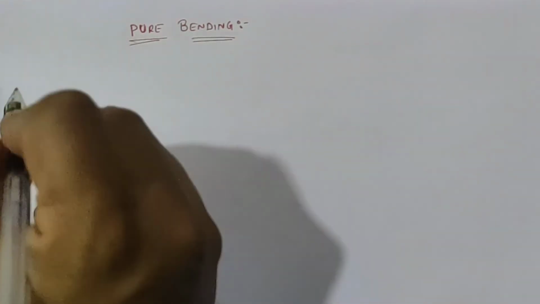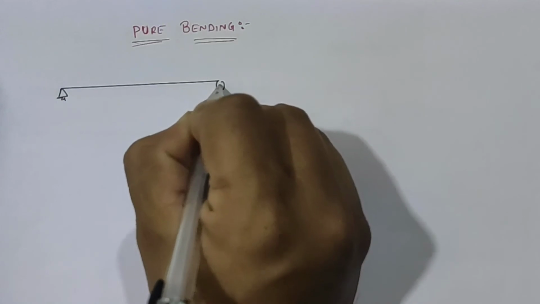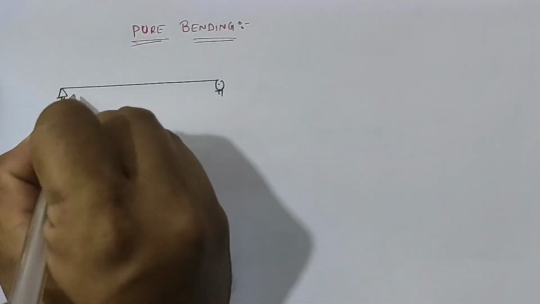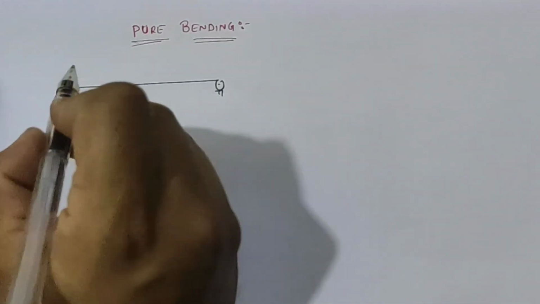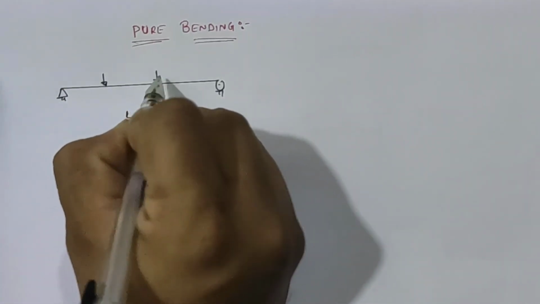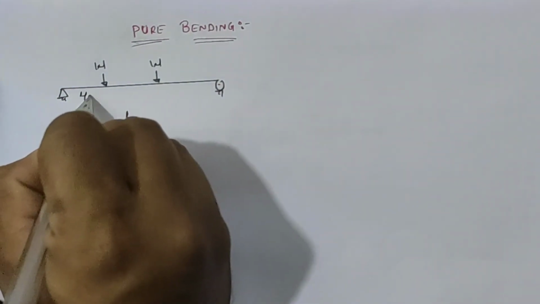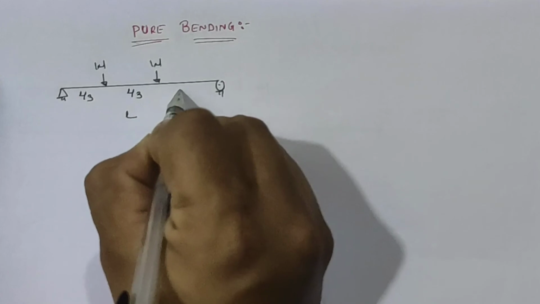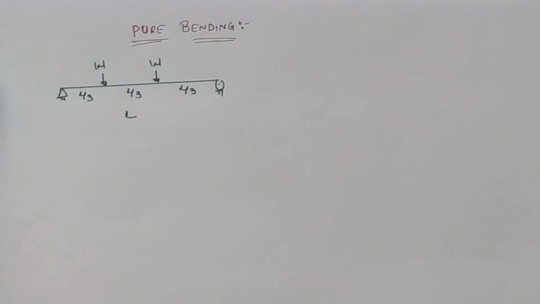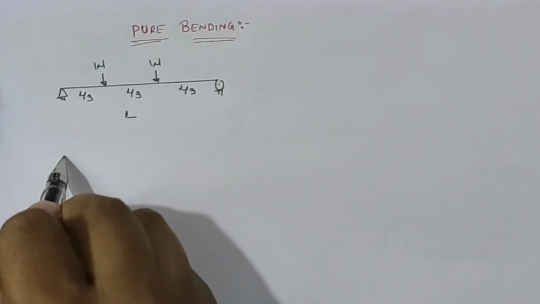So let us take one example to understand pure bending. Assume a simply supported beam as shown in the figure, which is loaded with 2 point loads, each W kilonewton, at equidistant points from both supports, and the distance is L by 3 from each point. First we have to consider the support reactions.